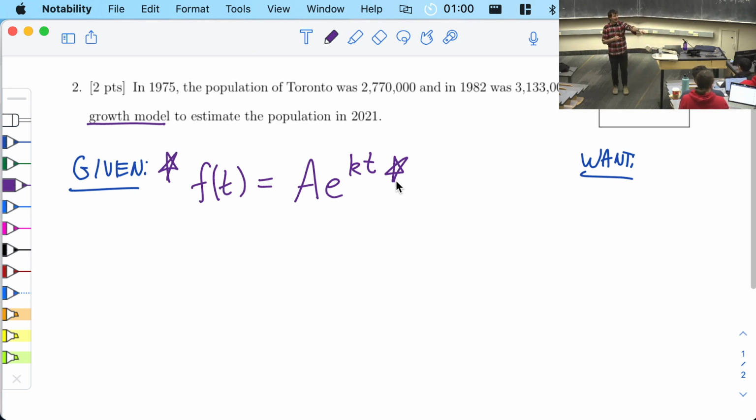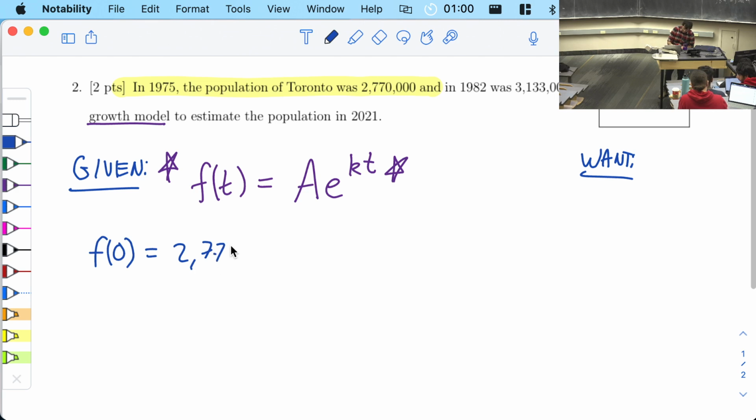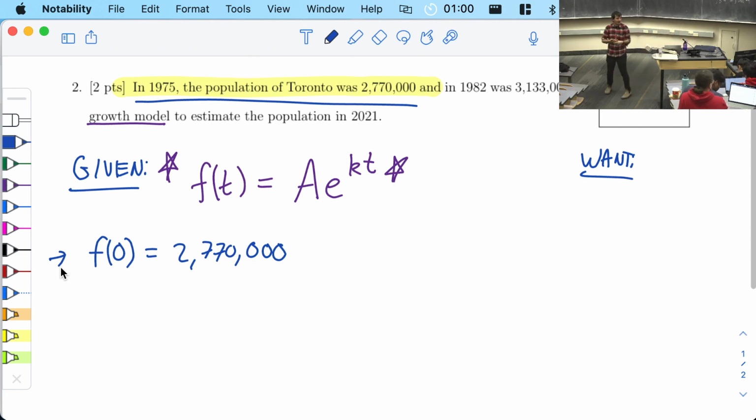If you have this function written down, you can write down what you are given in terms of the function. So when someone says the population of Toronto in 1975 was 2.770 million, you can write that down as f of 0, which is what you were given, equals 2,770,000. So I can convert this little sentence into that nice line. And I already made a nice choice here: I made t equals 0 mean 1975.